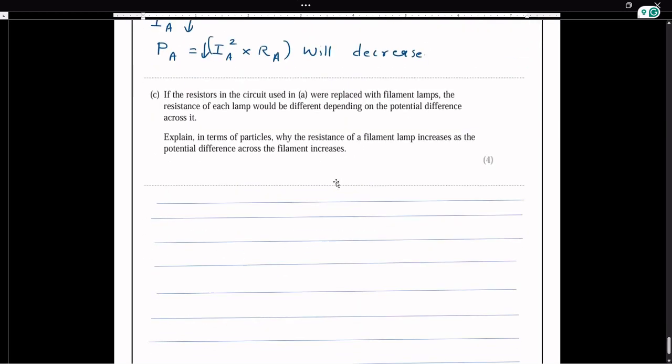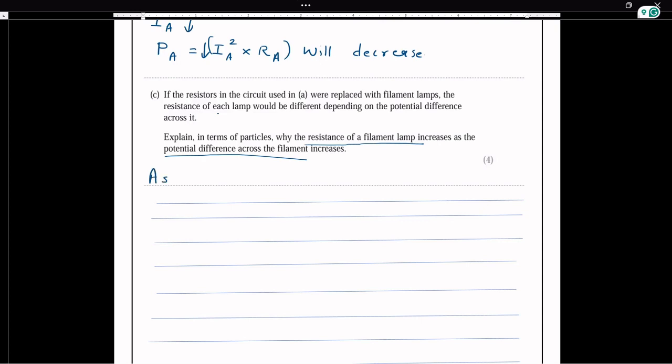Then the next part of the question is: if the resistors in the circuit were replaced with filament lamps, the resistance of each lamp would be different depending on the potential difference across it. Explain in terms of particles why the resistance of a filament lamp increases with the potential difference across the filament.